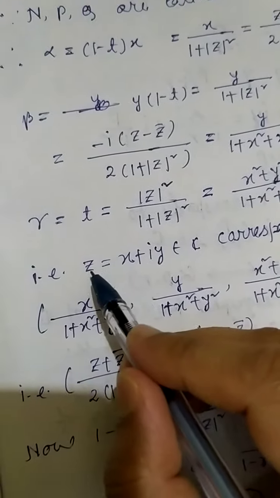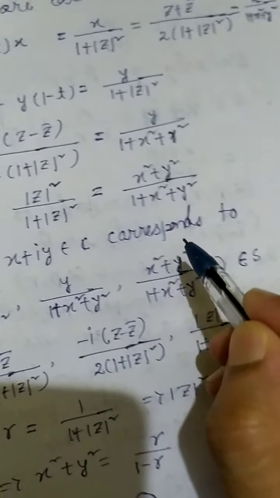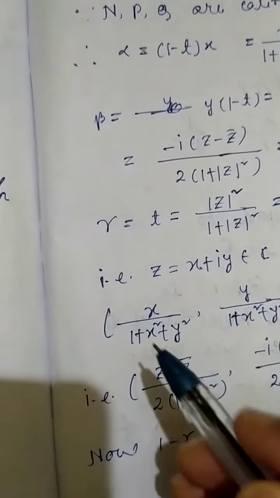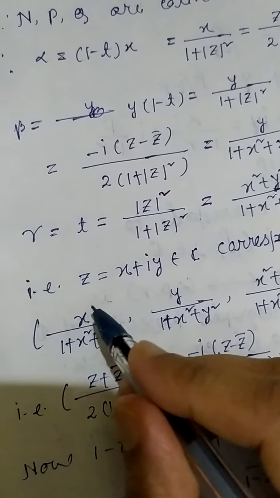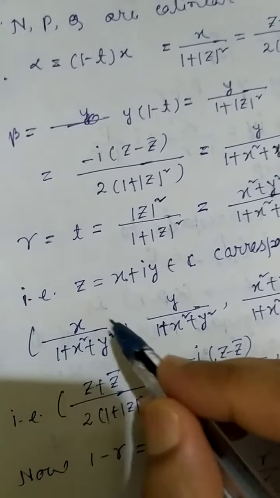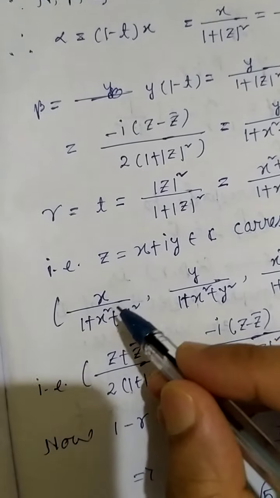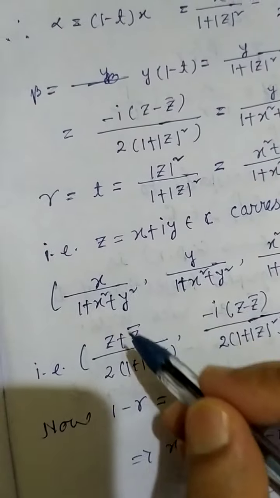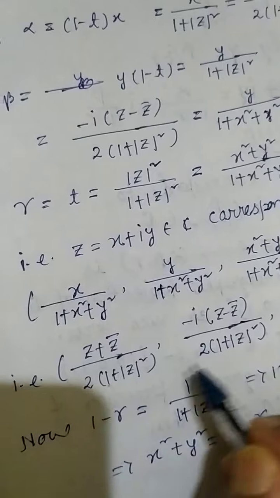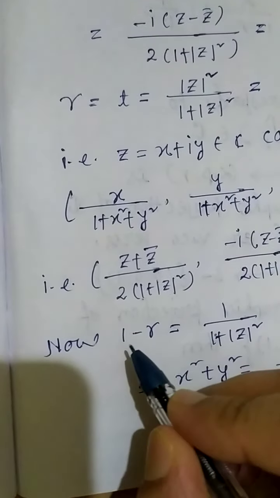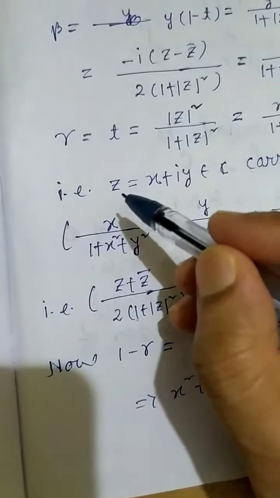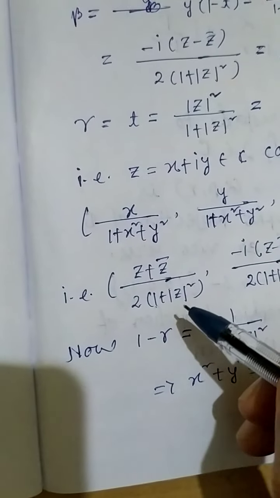Okay, that is, if I consider z is equal to x plus iy, the corresponding point is nothing but alpha, beta, gamma. This is the corresponding point, with the first coordinate, second coordinate, and third coordinate. So in terms of z, if I consider z, then this will be the corresponding point. Now the converse part.